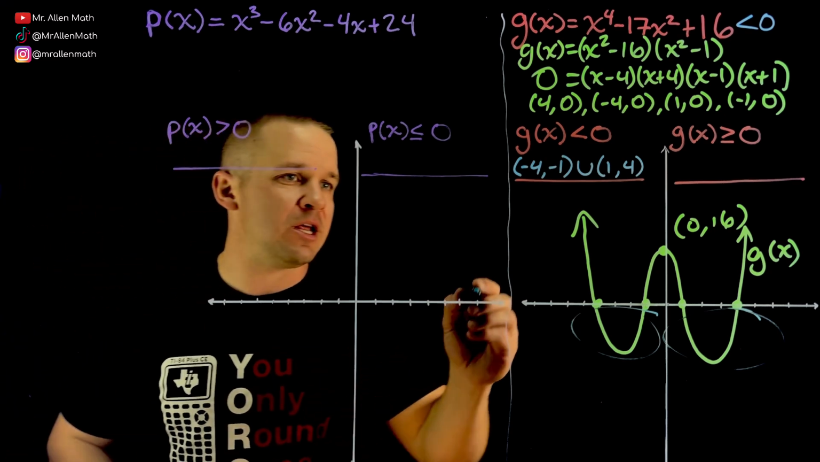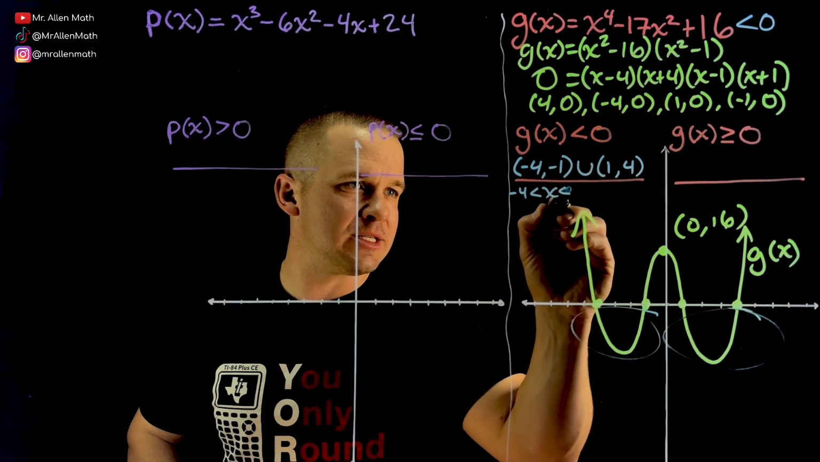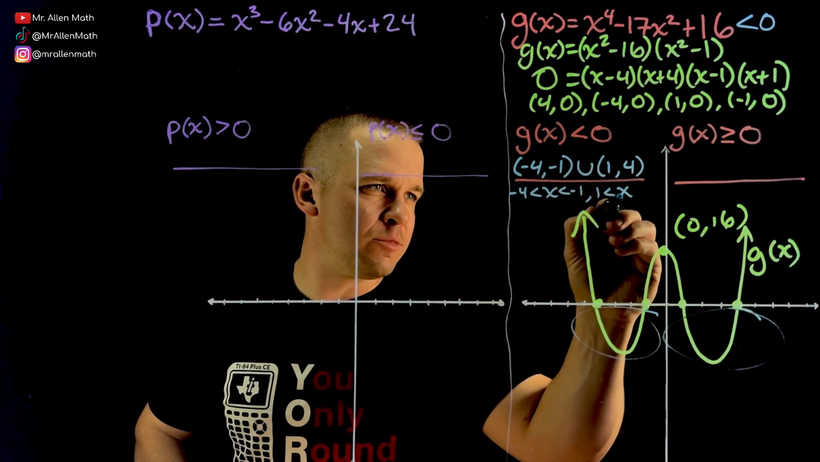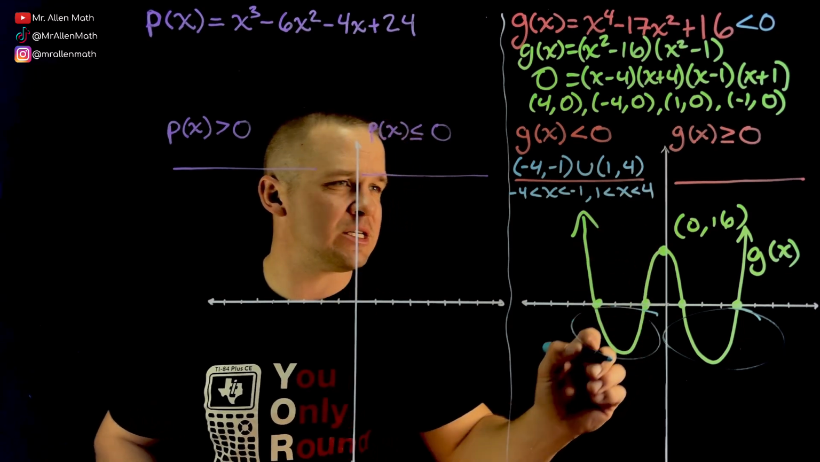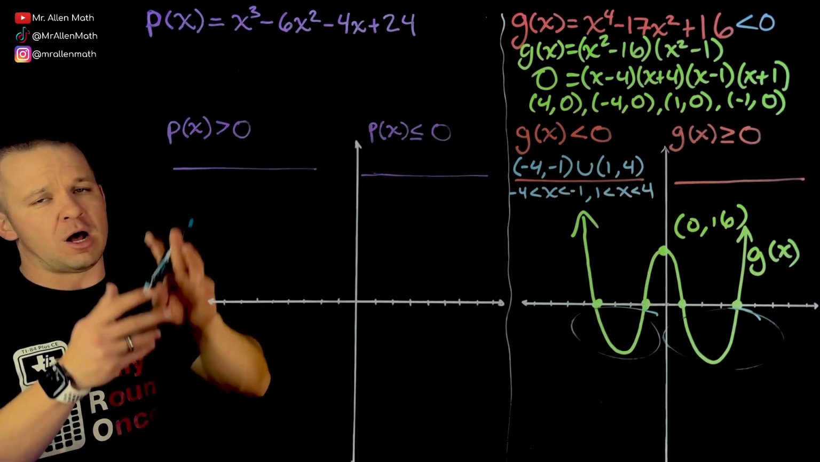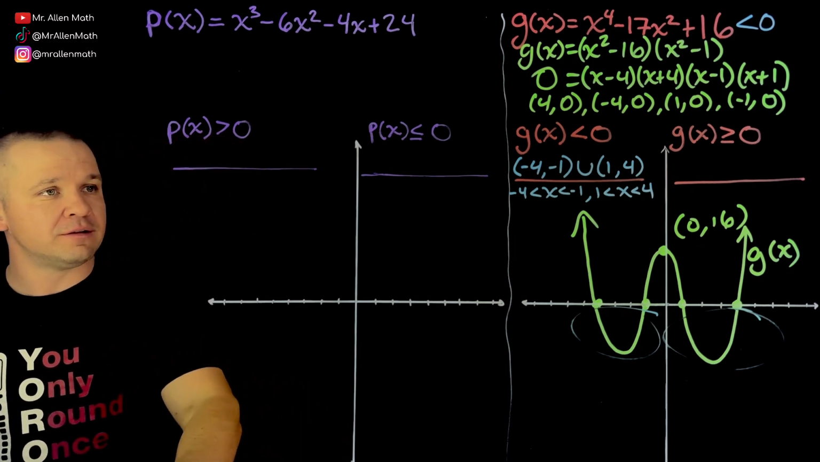If you were to do this with inequalities, you would do negative 4 is less than x, which is less than negative 1. And I usually use a comma there. I don't use this form too often, so hopefully my notation is all good. But there we go. That's the equivalent form of interval notation. So that's the first one down.